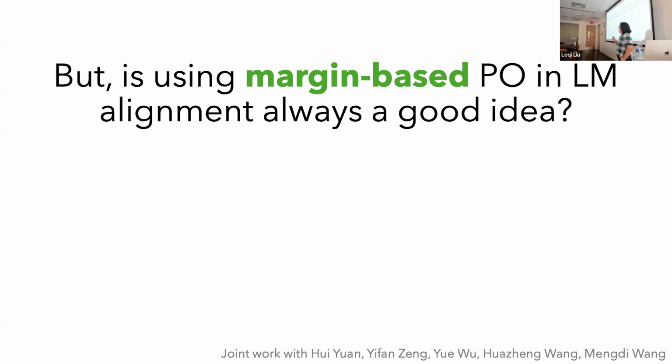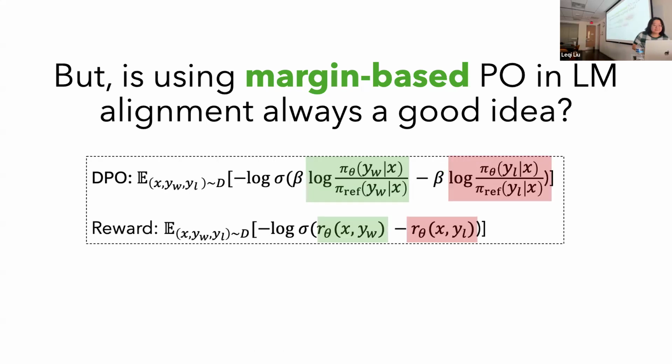Now the question is, I told you a bunch of ways to do personalized language models under this preference optimization framework. So is doing preference optimization as it is actually a good idea? In particular, right now all preference optimization is done through a margin-based loss. What do I mean by that? Recall that the DPO loss is some function of the log probability of the chosen response minus some function of the log probability of the rejected response. Similarly, for reward models, we have this margin between the reward of the chosen response and the reward of the rejected response.